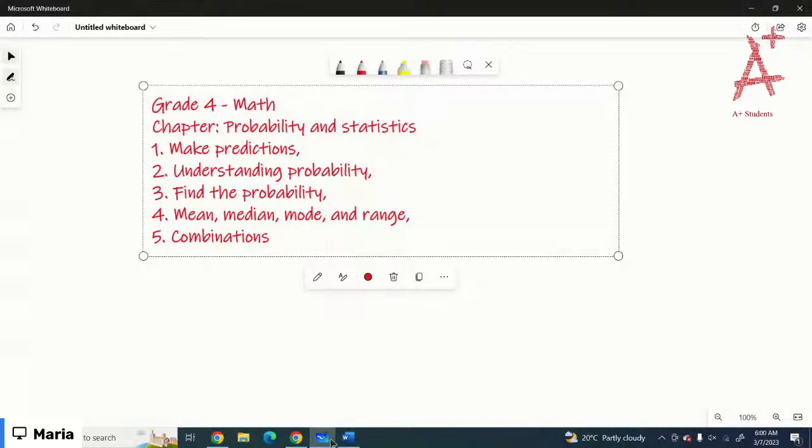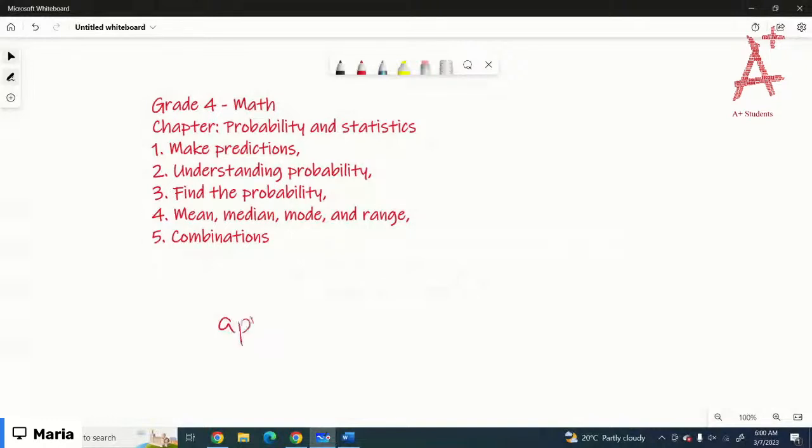So we're going to start with grade 4 maths. You can find all the lessons on aplusstudents.com.